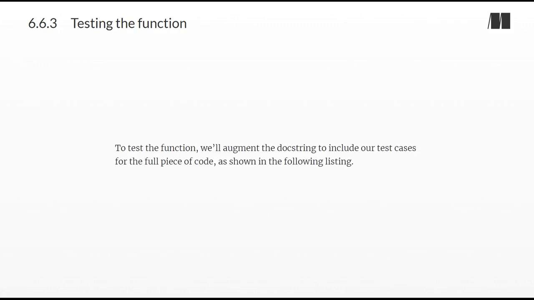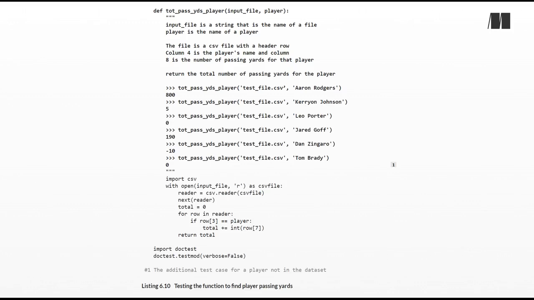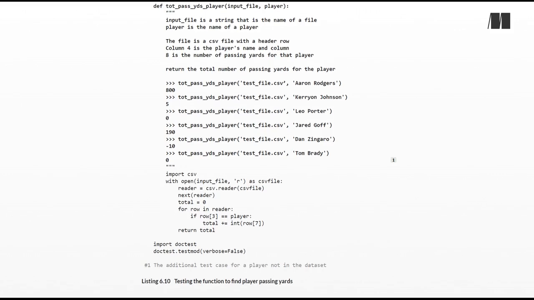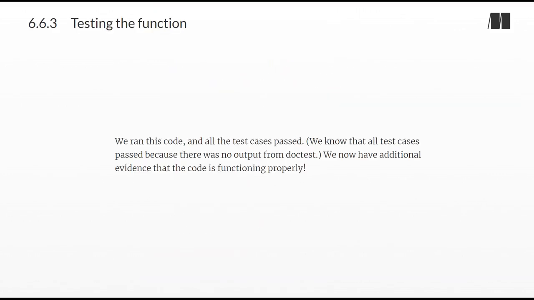Section 6.6.3. Testing the function. To test the function, we'll augment the docstring to include our test cases for the full piece of code, as shown in the following listing. Listing 6.10. Testing the function to find player passing yards. We ran this code, and all the test cases passed. We know that all test cases passed because there was no output from doctest. We now have additional evidence that the code is functioning properly.